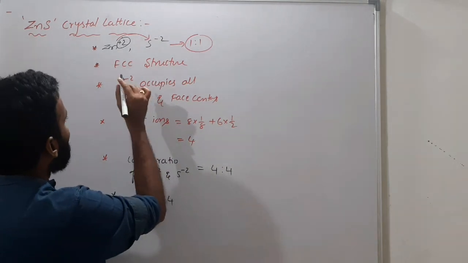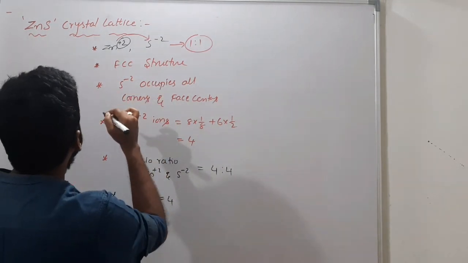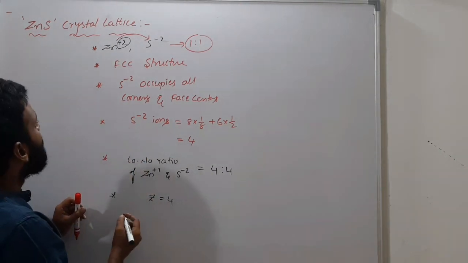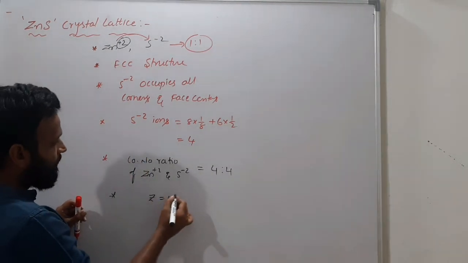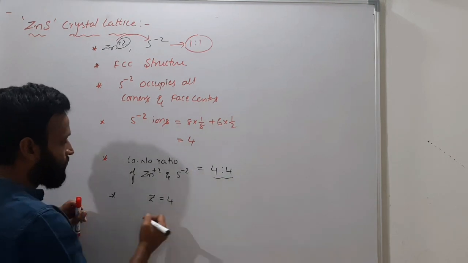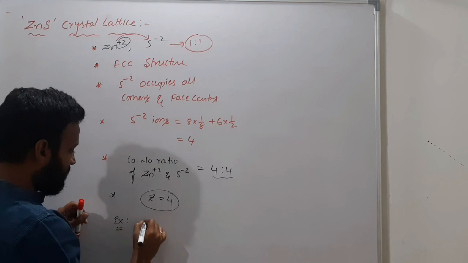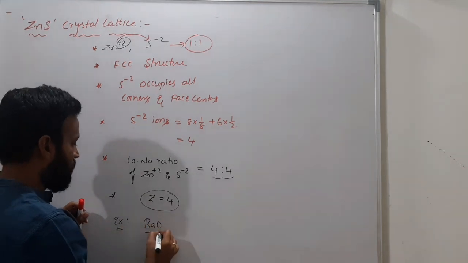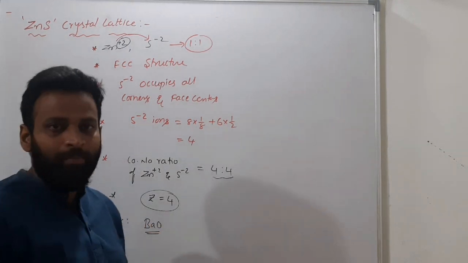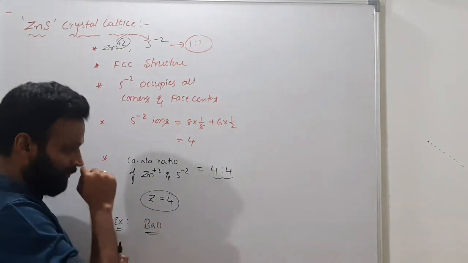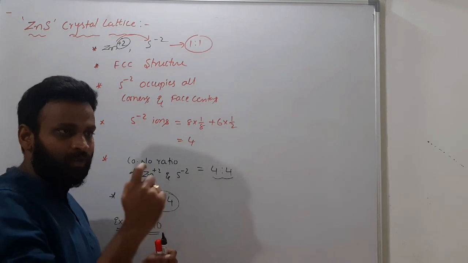So what structure does ZnS have? This is FCC, the coordination number is 4:4 and the effective number of atoms is 4. Another example for this is BaO, barium oxide. Ba2+ and O2- have the same kind of structure.